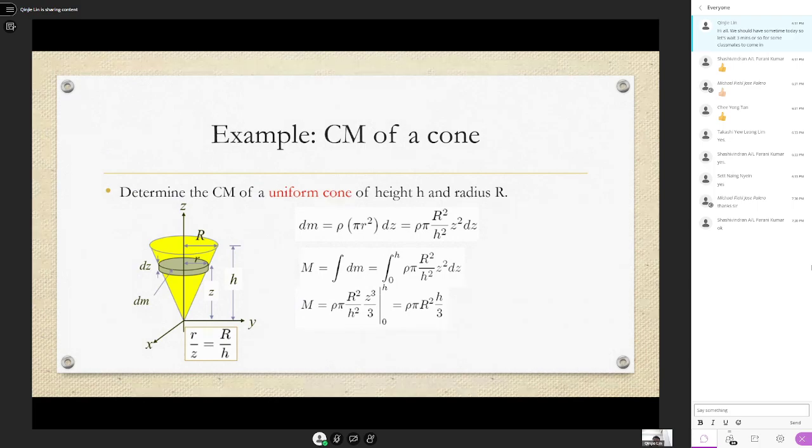Okay, so that's for the triangle. Let's look at a cone. How do we find the CM of a cone? Same thing. We will draw out the diagram. This is in 3D already, but fortunately it's symmetrical.